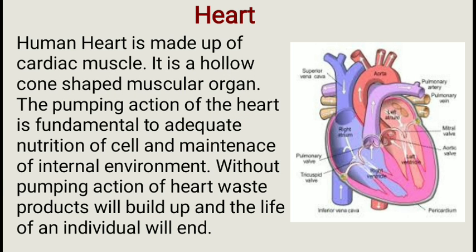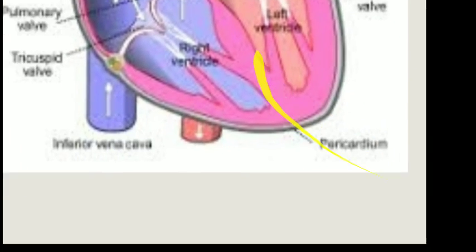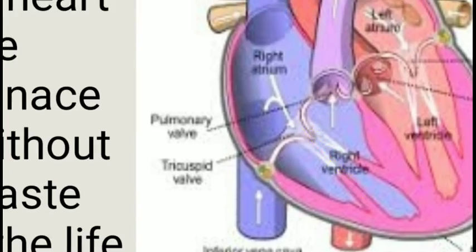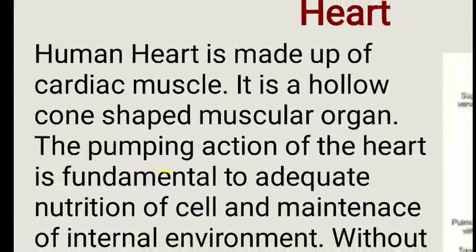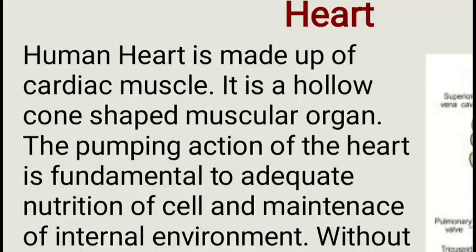For better understanding, the circulatory system has four parts: the heart, arteries, veins and capillaries. Now, what is the heart? The human heart is made up of cardiac muscle. It is a hollow, cone-shaped muscular organ, as you can see from the cone shape at the bottom part.